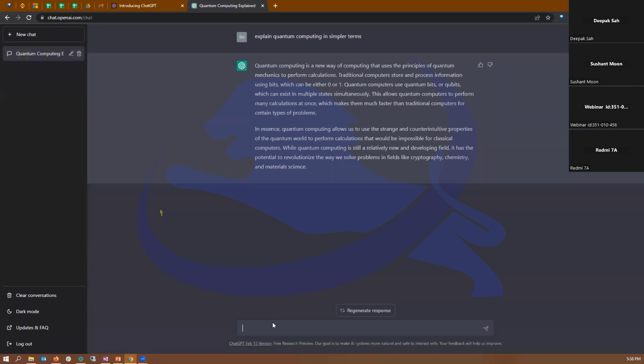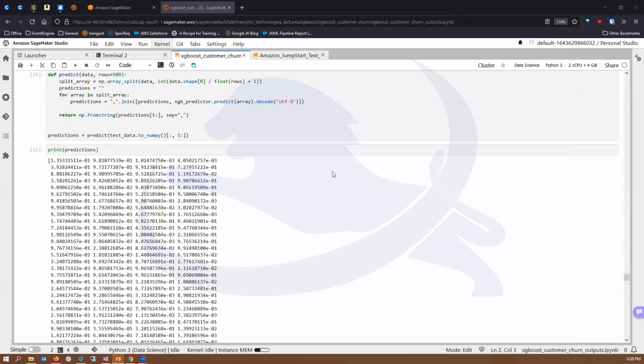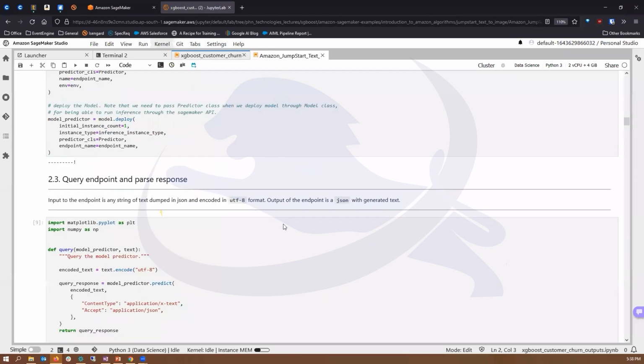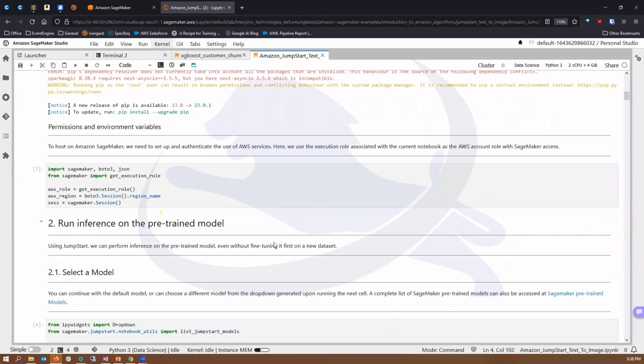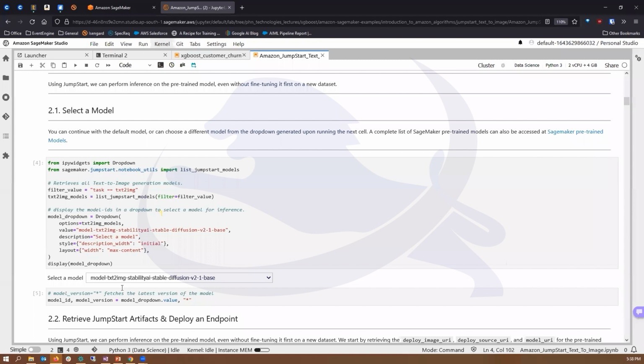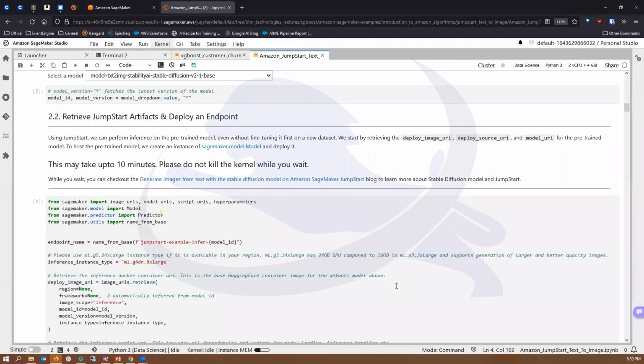ChatGPT was a model built by some other company, and it's already being used by some other company. So how does that happen? We'll also be looking into how these models can be used, how you can use models which are already trained and open source available to you. For example, I'll be showing you a text to image example. In this case, I'm using a model built by Stability AI called Stable Diffusion. This model is publicly available.